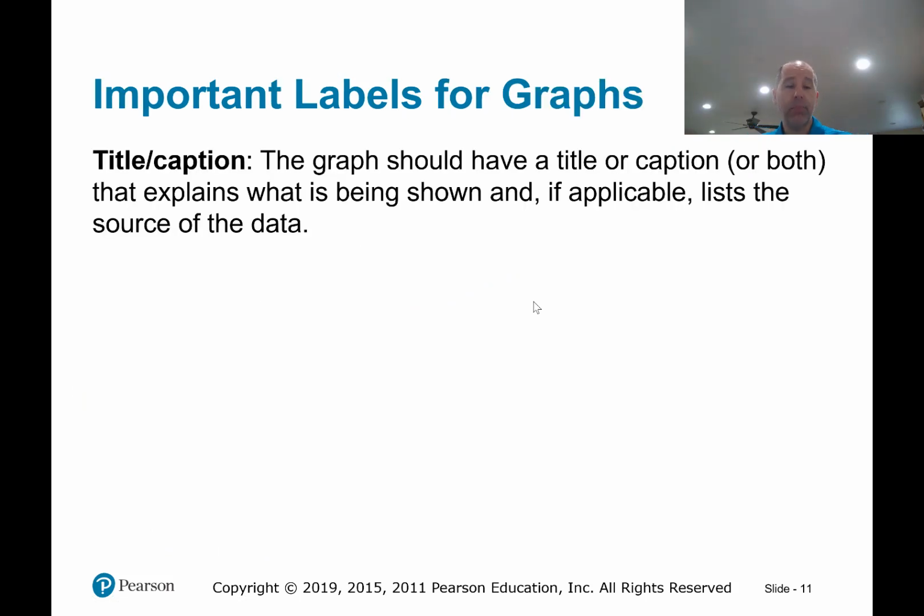Now, here are the important labels that you want for graphs. You've got to have a title or caption. The graph should have a title or caption or both that explains what is being shown and, if applicable, lists the source of the data. So the caption is used to list where the data came from, and the title of the graph tells your audience what this graph is all about.